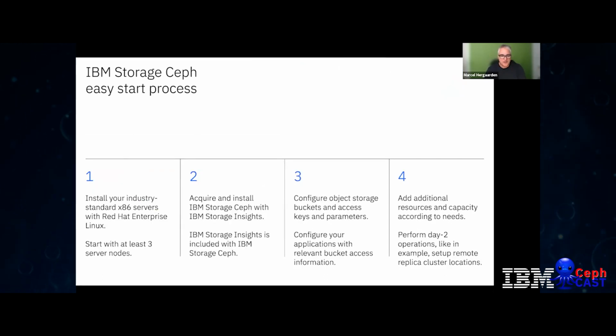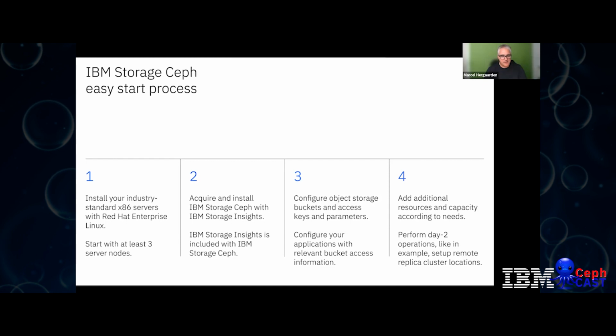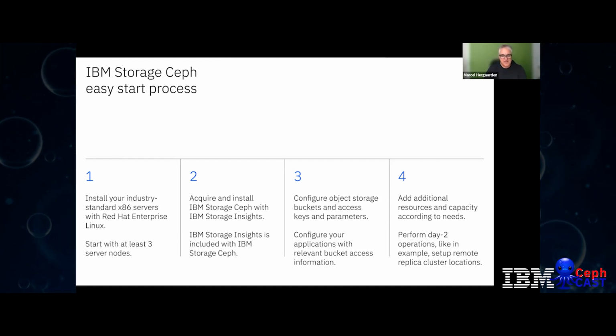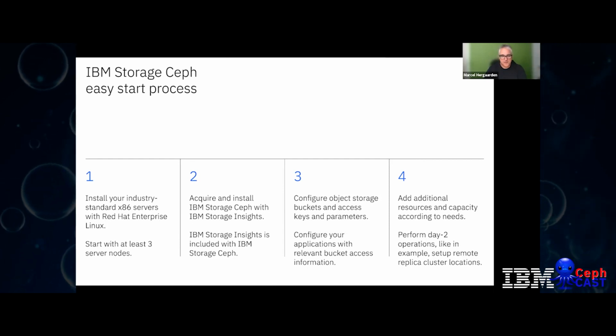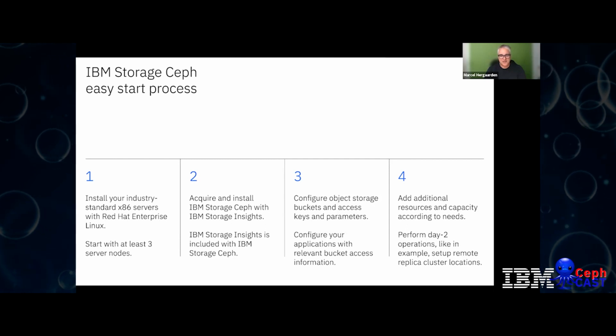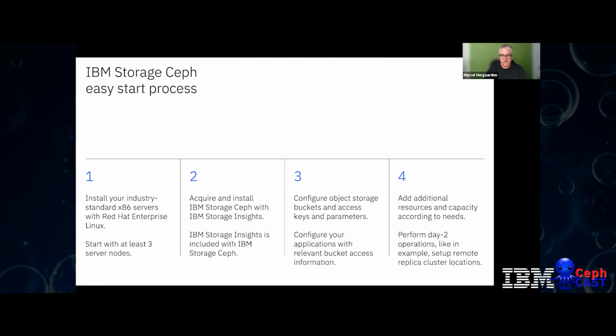So to summarize that whole easy process, you start with your industry standard x86 servers, and it could also be the ready nodes, which we will provide in a short time from now. You start with at least 3 nodes. For the ready nodes the minimum amount is 4. That is for a specific reason, but you could start with a really small amount of 3 nodes. And then you acquire the IBM Storage Ceph software. Alongside that, you will get IBM Storage Insights, which comes with IBM Storage Ceph, it's included.